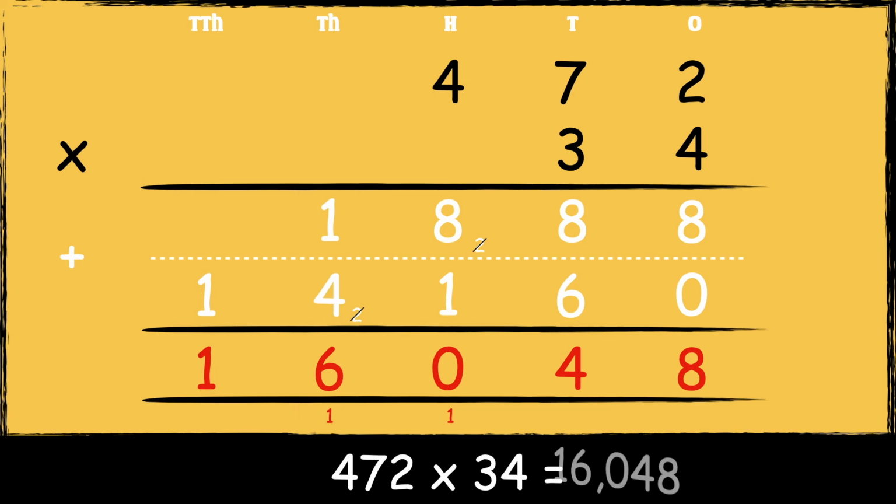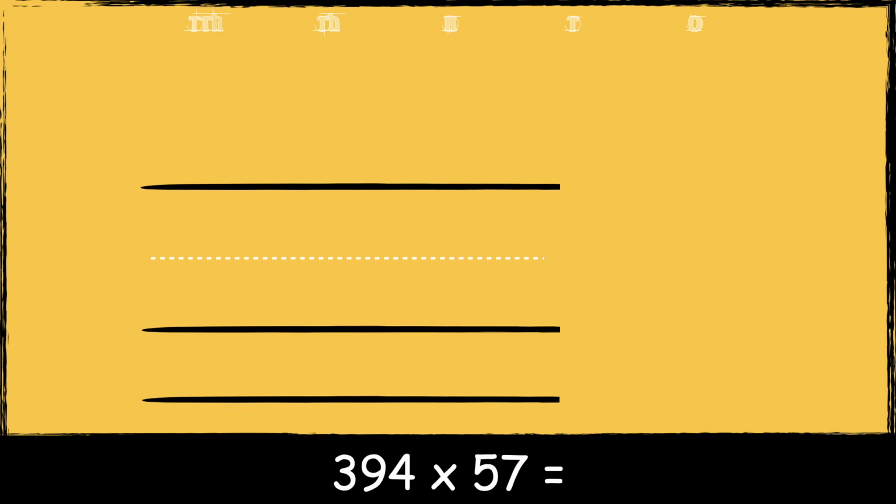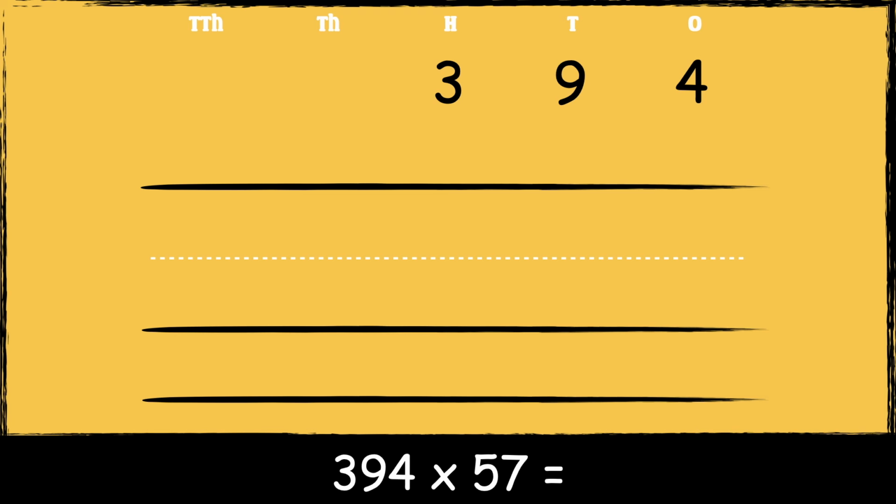Here's the last example, 394 multiplied by 57. First, we need to line the numbers up accurately. 394 has 4 ones, 9 tens and 3 hundreds. And 57 has 7 ones and 5 tens. Now that we're set up, we're ready to multiply.